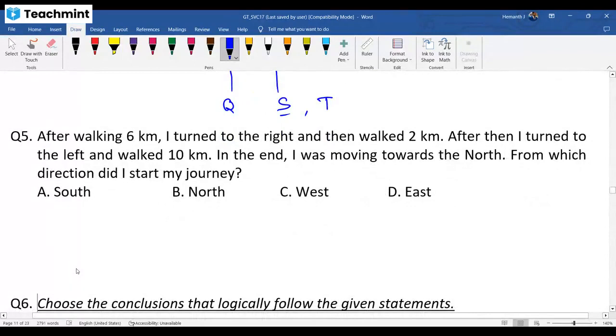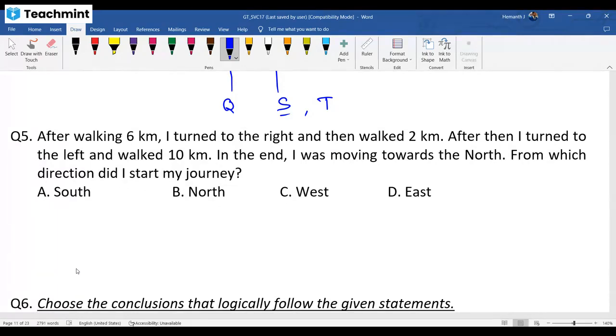After walking 6 kilometers, I turned right and then walked 2 kilometers. After that, I turned to the left and walked 10 kilometers. In the end, I was walking towards the north. From which direction did I start my journey? So that at the end I am at north.